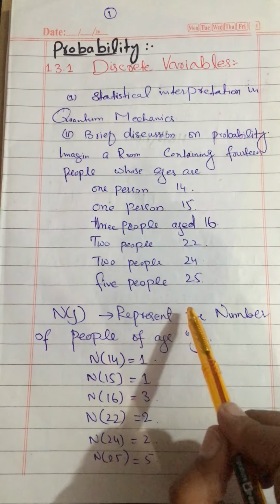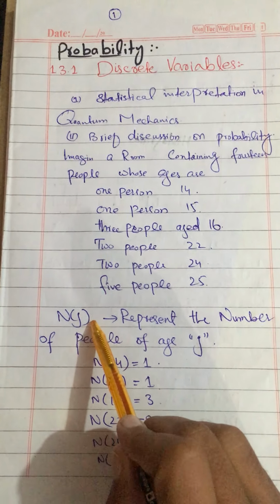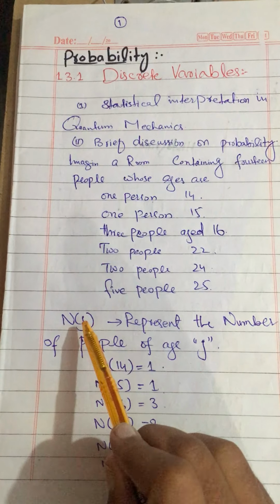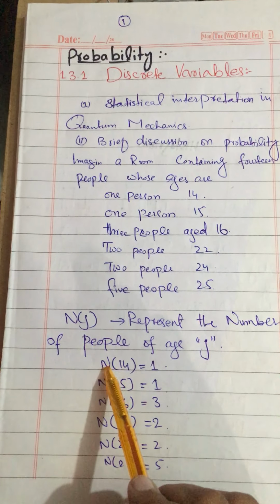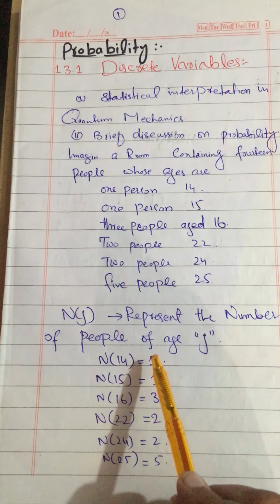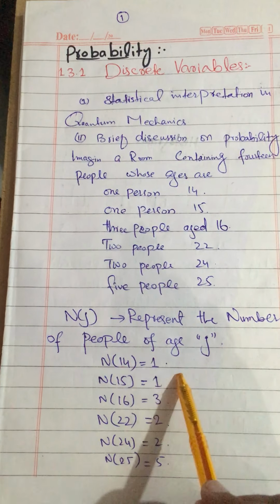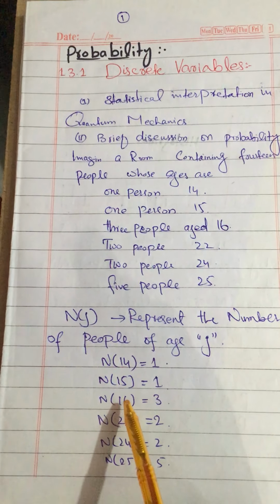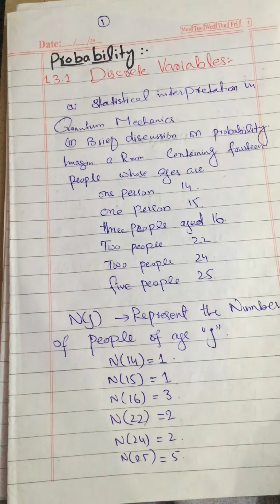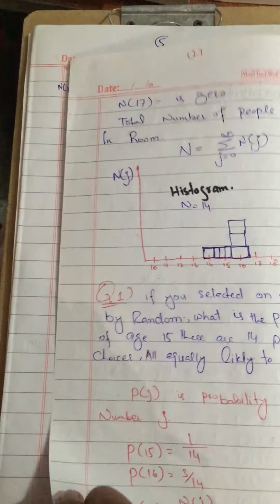Now N(j) represents the number of people of age j. N is a function of j. N represents the number of those people who have age j, like N(14) is equal to 1, meaning the number of people who have age 14 is 1, and the number of people who have age 15 is also 1, and the number of people who have age 16 is 3, and so on. So we can represent the number of people of different ages like this.